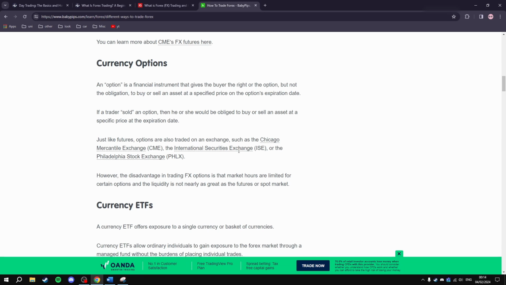Currency options. An option is a financial instrument that gives the buyer the right or the option, but not the obligation to buy or sell an asset at a specified price on the option's expiration date.